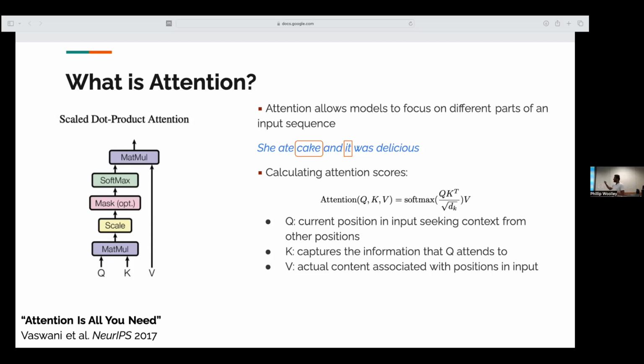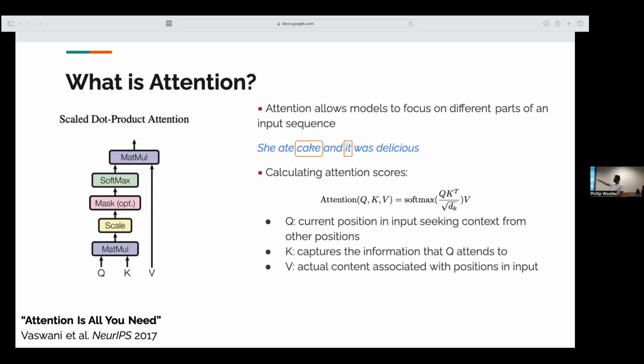The first one is called the query. Suppose we are talking about cake. For cake, you will have an input embedding, a query vector, a key vector, and a value vector. What does the query vector mean here? The query vector means that the current position in the input is seeking context from other positions. You would have this query vector for cake, and it will look at the key vector for all the different words in the sequence. This key vector captures which information is important for the word cake to remember or attend to.